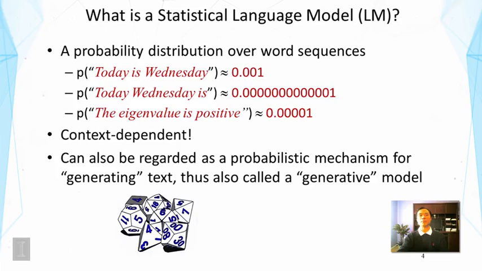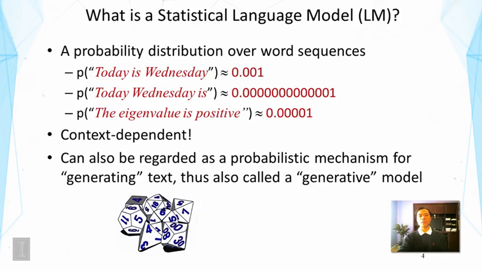So here I show one. This model gives the sequence today is Wednesday a probability of 0.001. It gave today Wednesday is a very, very small probability because it's non-grammatical. You can see the probabilities given to these sentences or sequences of words can vary a lot depending on the model. Therefore, it's clearly context dependent.